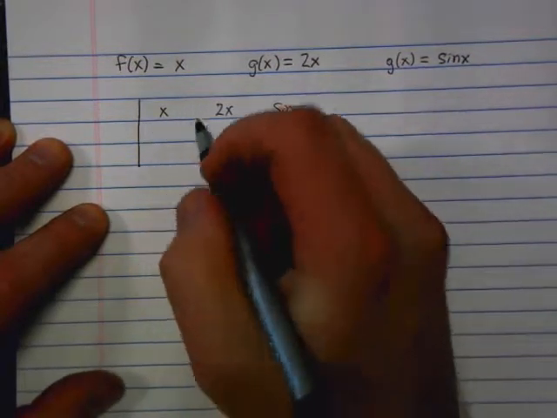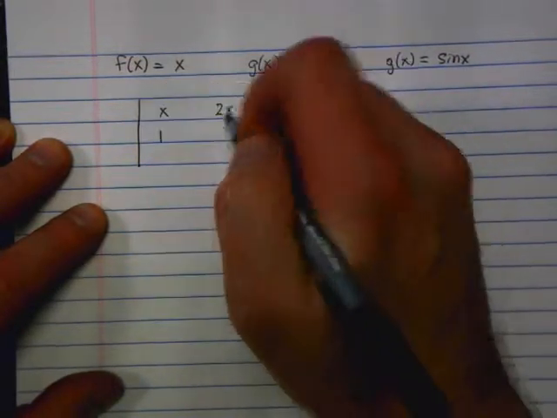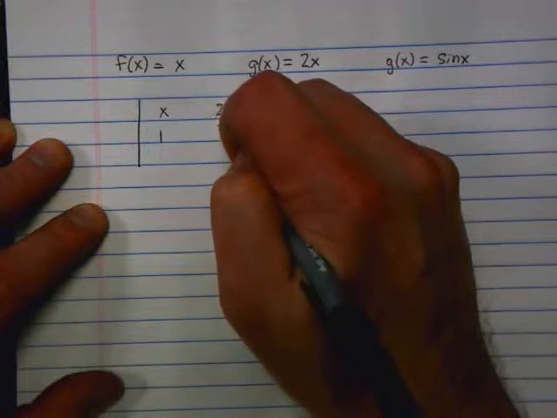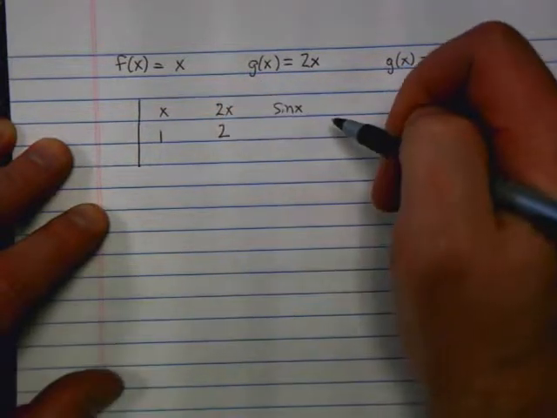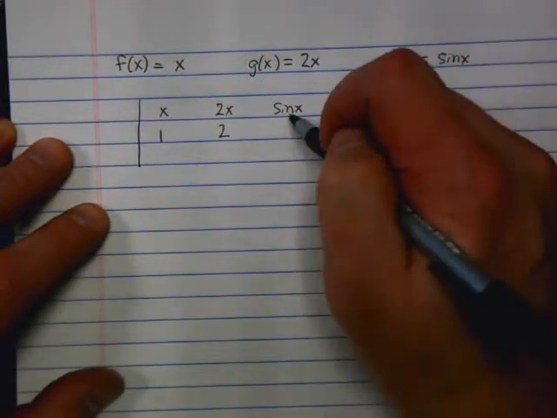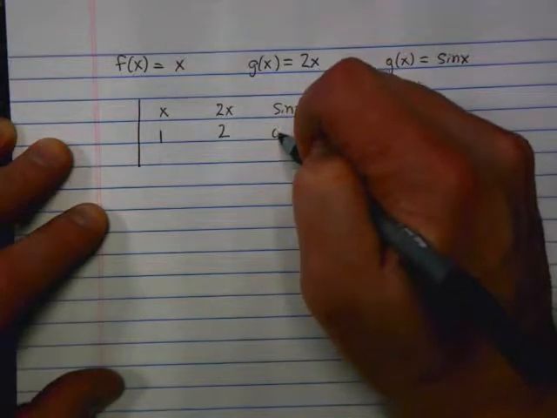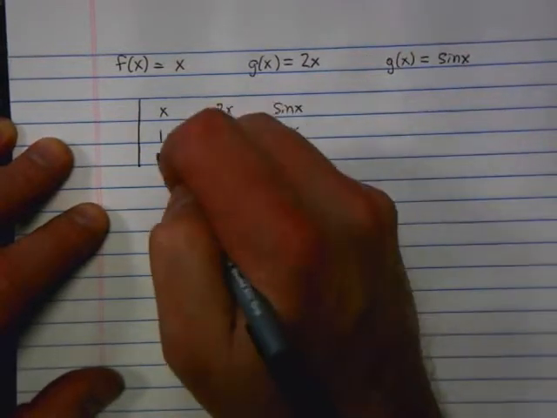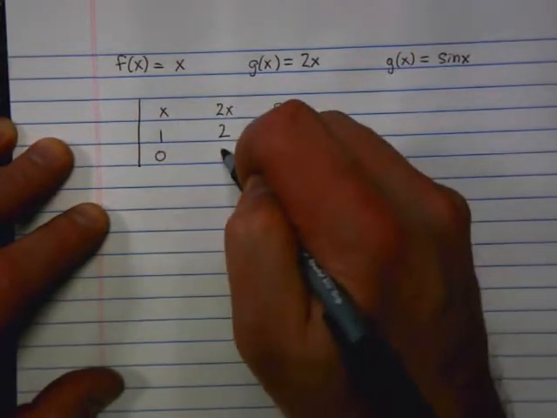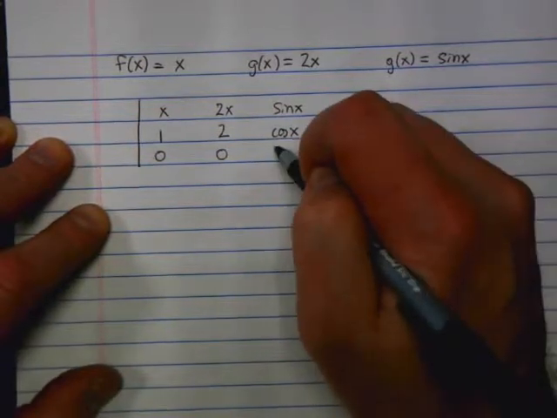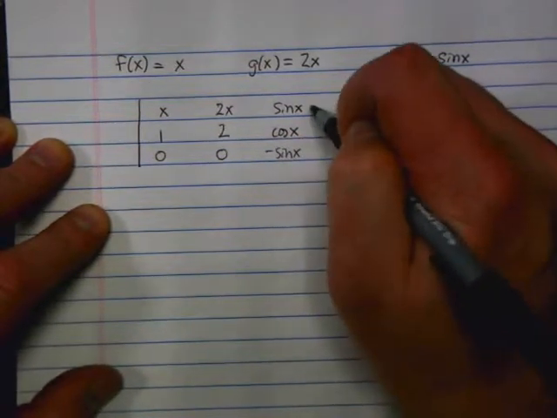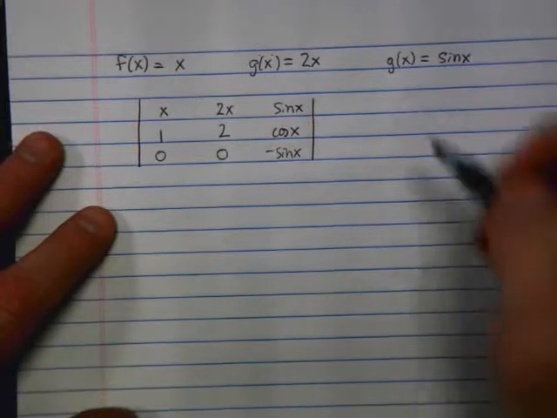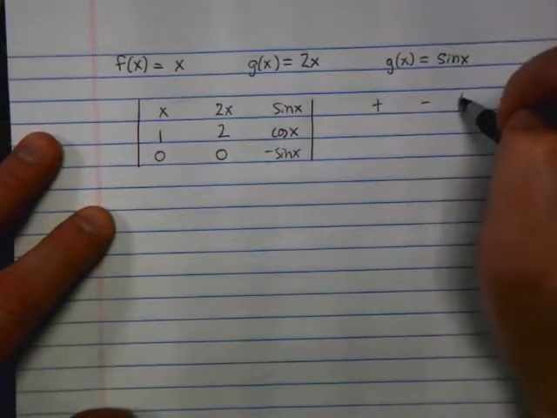And then the derivative of x is 1. The derivative of 2x is 2. I went the other way. Changed direction on you. And the derivative of sine is cosine. And then this works out really well. The derivative of 1 is 0. The derivative of 2 is 0. Negative sine. All right, so here's our sine chart.